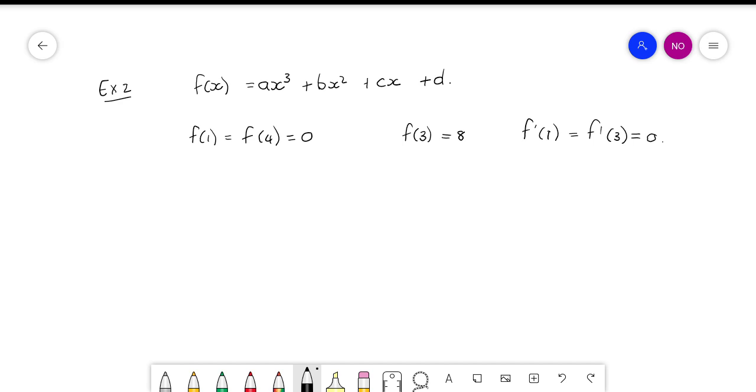Ek gaan begin by die middelste een. Stem hulle saam, daai middelste een beteken dat hierdie punt lê op die grafiek. Nee? F se waarde as x 3 is 8. So in other words, the y value of x is equal to 3 is 8. So that point is on the graph. Now if you understand that logic, then the first piece of information means those will be the x-intercepts.